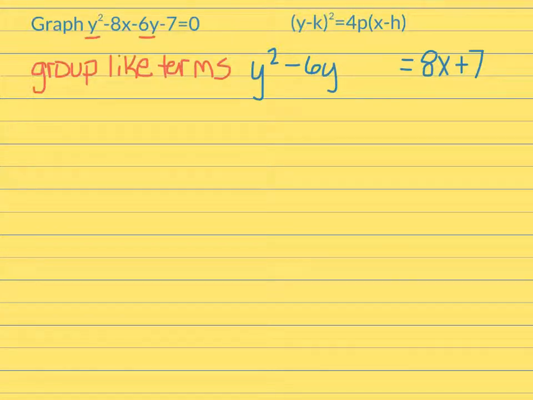The next thing we're going to do is complete the square right here. Okay, so that means I'm going to half the 6 and square it. Half of 6 is 3. 3 squared is 9, so I'm going to add 9. And if I add 9 to the left, I have to add 9 to the right.